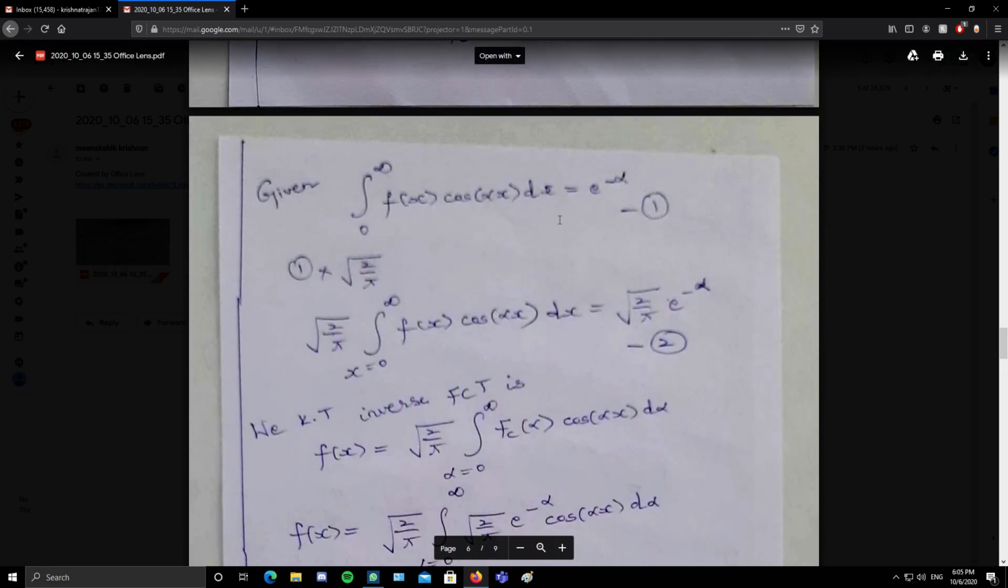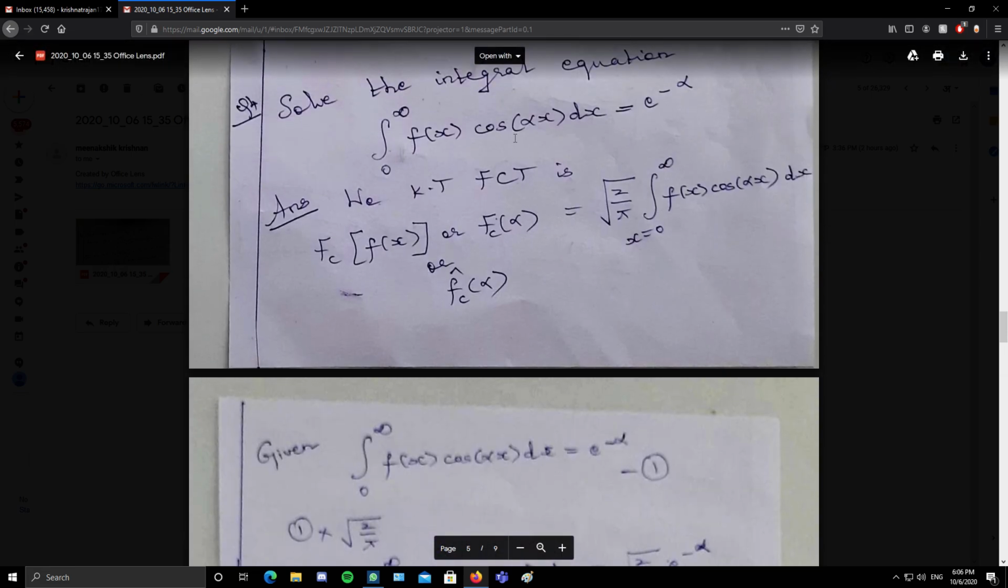Depending on the equation, if you have cos alpha x, make use of cosine transform. If you have sin alpha x, make use of sine transform. If you have e power i alpha x, make use of the exponential Fourier transform. Whenever you have to solve an integral equation, you have to make use of the inverse definition.